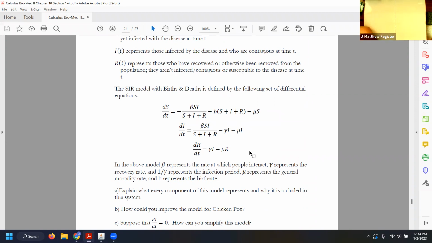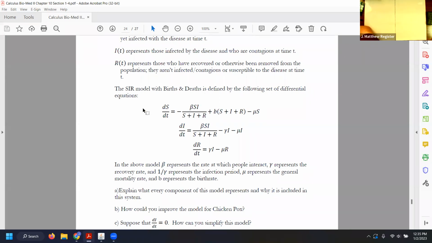And so looking at this, we have dS/dt. That represents the rate of change of the susceptible population. The first term we have here is negative beta S I over S plus I plus R. What this term is representing is the interaction of the susceptible and the infected. And so what happens when susceptible people and infected people interact with one another with respect to the rate of change of susceptible?